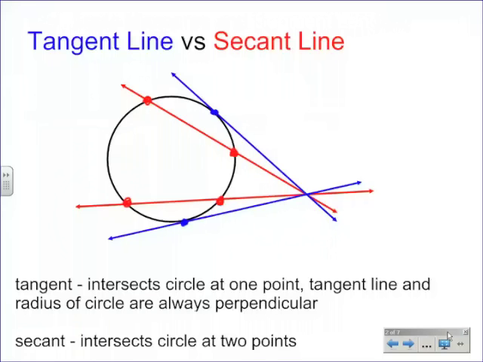One other piece about tangent lines is that if we drew in a radius from the center of the circle to the edge where that tangent line hits, those two lines will be perpendicular to each other. So that's a special property of tangent lines.